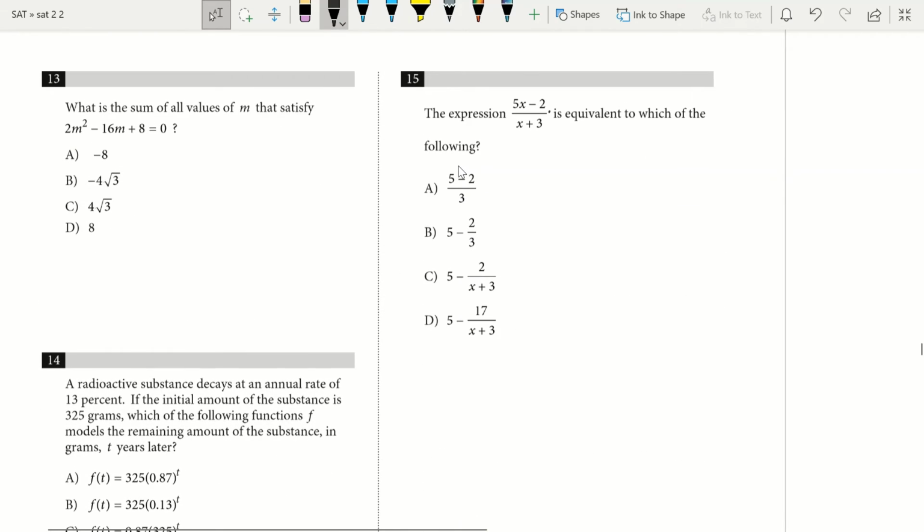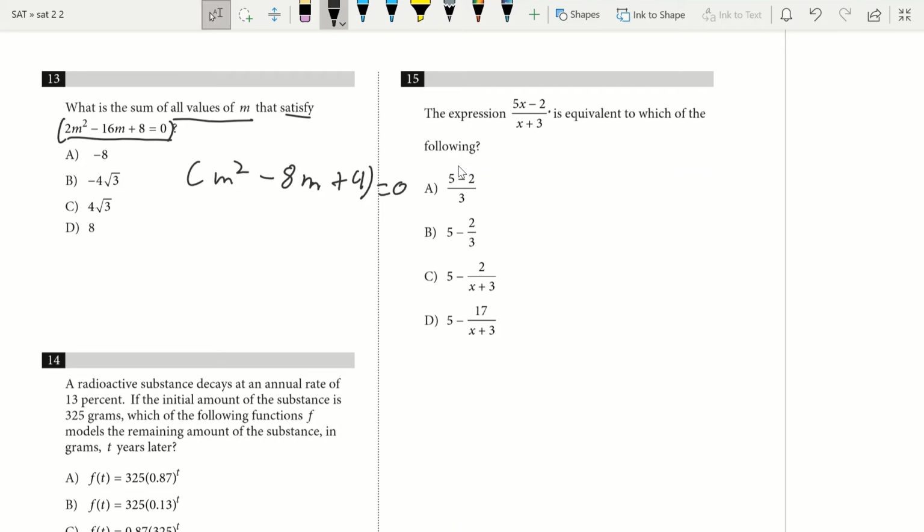Question 13. What is the sum of all values of m that satisfy 2m squared minus 16m plus 8? Okay, so right off the bat, I see we can factor out a 2 from this equation, because 2 goes into 2, 2 goes into negative 16, and 2 goes into 8. So I'll go ahead and do that. And I'll be left with m squared minus 8m plus 4, right? And I'll go ahead and just get rid of this 2, and set it equal to 0.